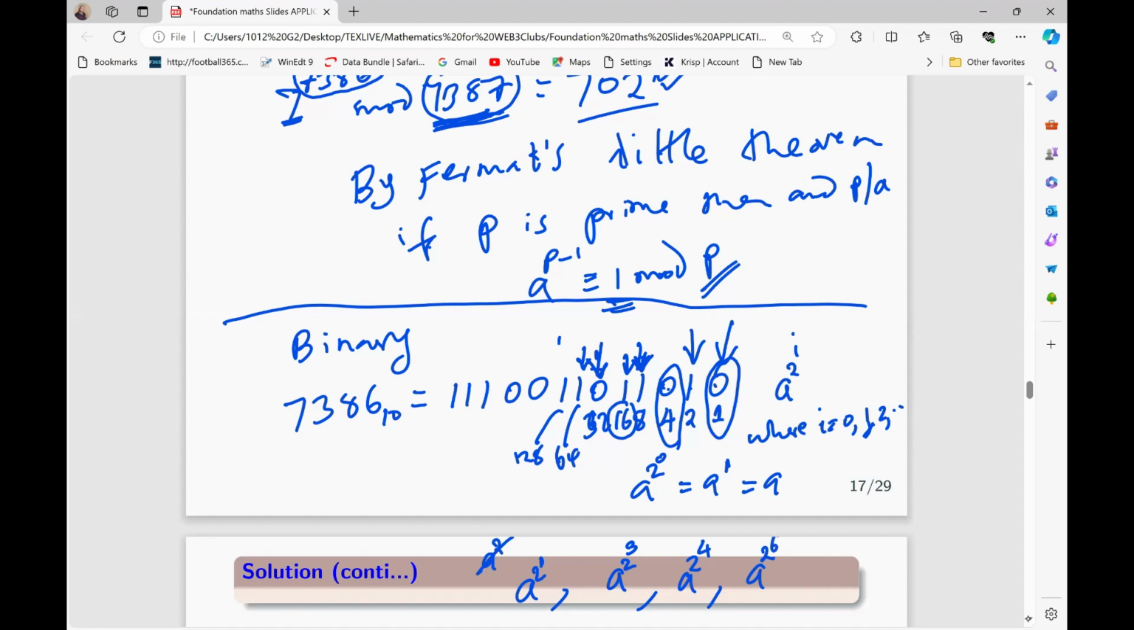When i is 7, this is a raised to 2 raised to 7. Is that okay? This is 8, 9. When i is 10, when i is 11 was also used. Then when i is 12.